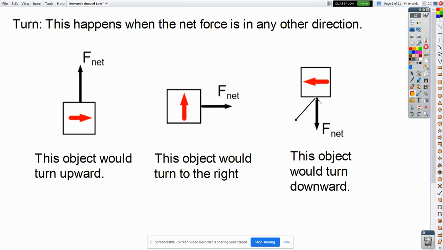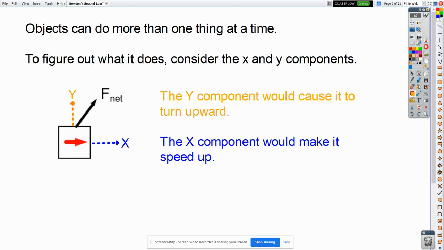There's a component of its motion that goes in this direction, and there's a component of its motion that goes in that direction. So part of this is going to make it speed up. The other part is going to make it turn downward. That's what we have here.